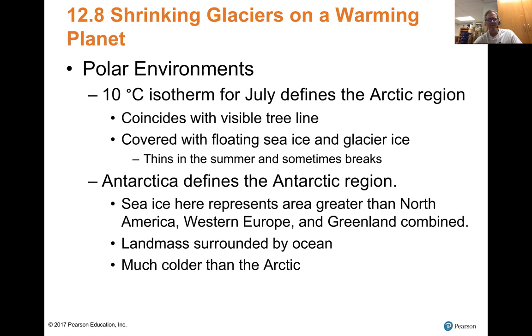Now you have two polar environments, the Arctic and the Antarctic. For the Arctic, it's where an isotherm, a line that connects points of equal temperature, connects at minus 10 degrees Celsius. And that's the visible tree line, and it's usually floating sea ice and glacier ice. Antarctica is a much greater area. It's a huge area, greater than North America, Western Europe, and Greenland combined, but it's a landmass surrounded by ocean. And so again, as the water warms up, it tends to affect the ice sheets that cover Antarctica, the continent.